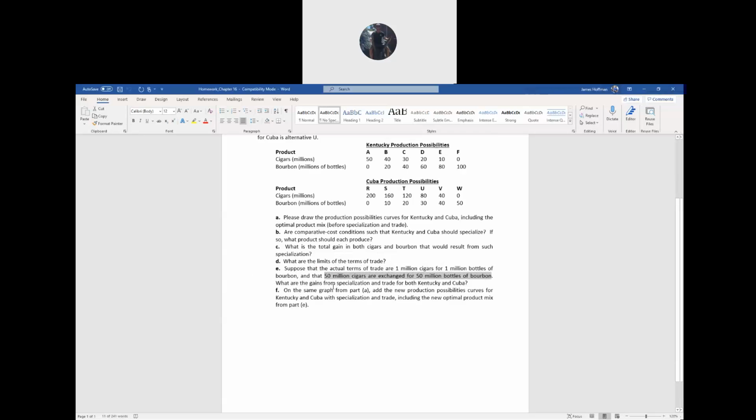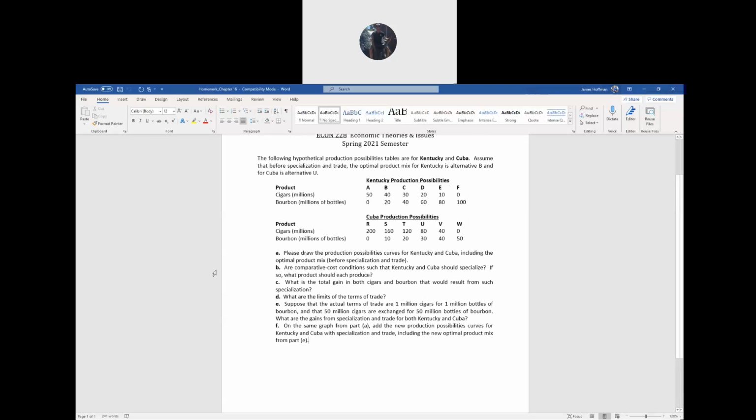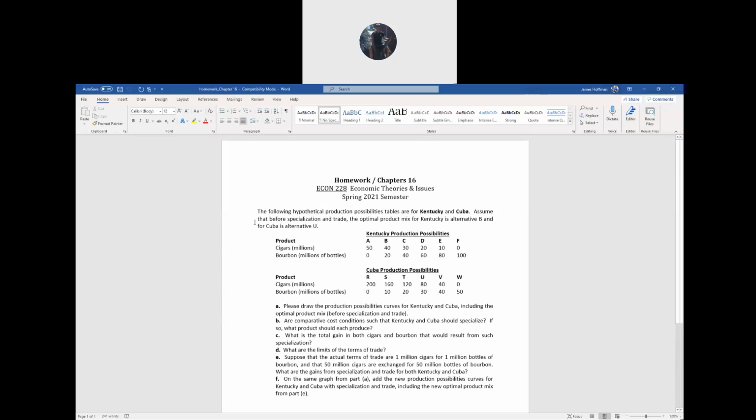Then put out the whole columns and find the total gain for both goods for both Kentucky and Cuba. And part F, just draw the new curve, which is going to start with the specialized point and show all the possible trades they can make to be better off from the initial allocations of part A. Okay, so there's that one. That's going to be due next Monday. So let me know if you have any questions about this.